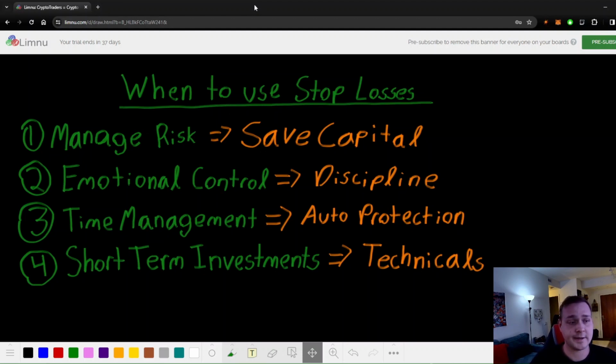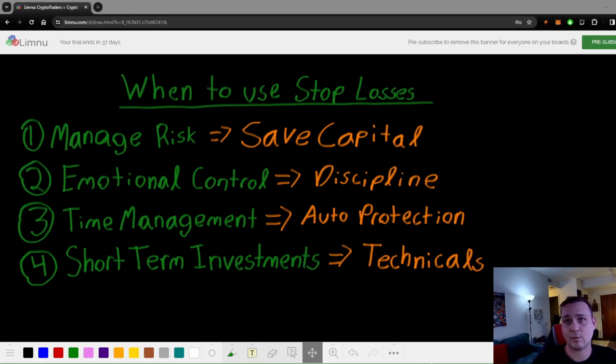Thirdly is time management. The great thing about setting a stop loss is if you can't be around the market at a certain time, like say you're going to bed for the night, and you're doing well in a position, you still want to keep holding it, and you want to swing it overnight. You set a stop loss there, that's going to protect you. If there's a big move against your position, whether you're long or short, the stop loss you set is going to prevent you from getting liquidated and obviously incurring significant losses.